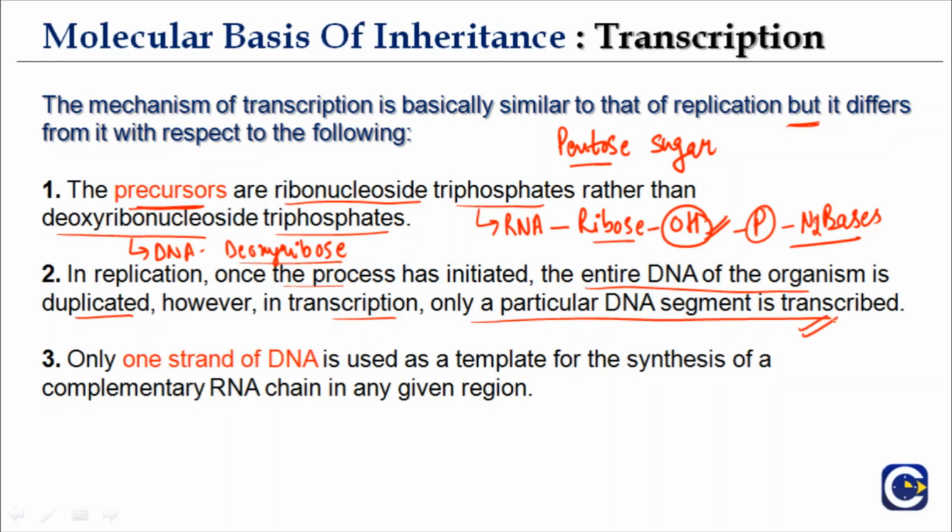Not all of the DNA strand is converted to RNA, only a segment of the DNA is transcribed. Only one strand of the DNA is used as a template for synthesis of the complementary RNA in any given region. So we know that not both, but only one strand of DNA is used for transcription.